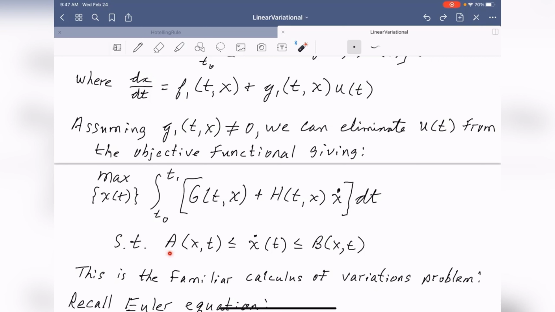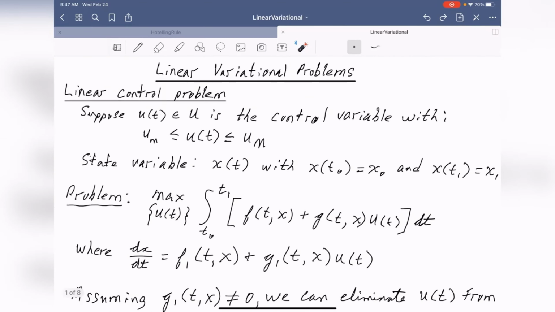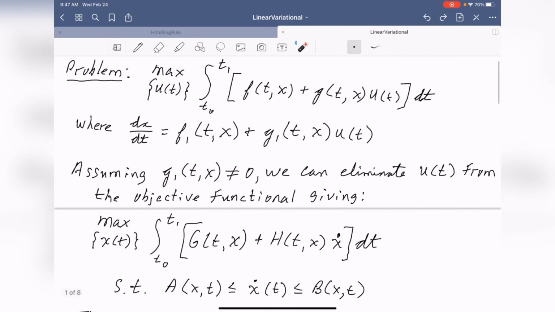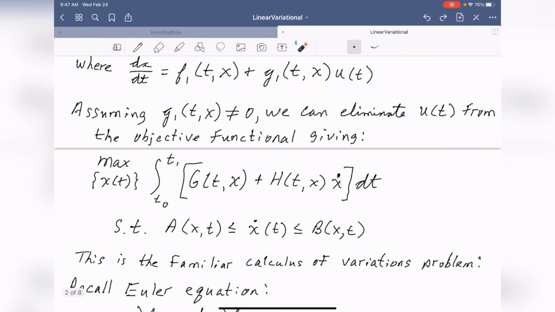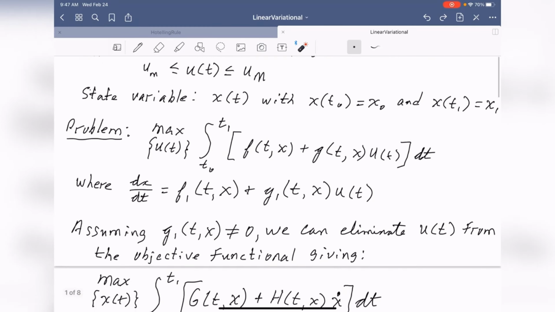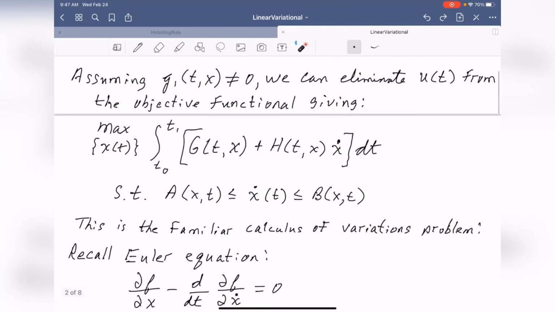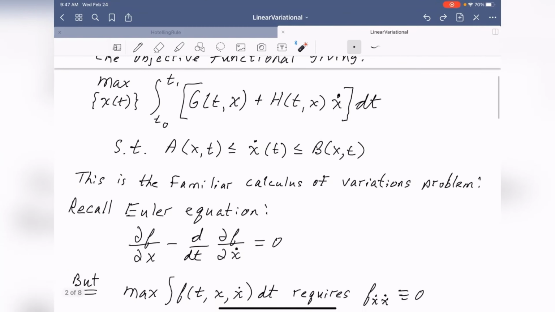And notice that we have these functions a(x,t) and b(x,t). So a(x,t) is the minimum that corresponds to the lowercase control u m, and b(x,t) corresponds to the uppercase u big M. Okay, so this is the familiar calculus of variations problem.